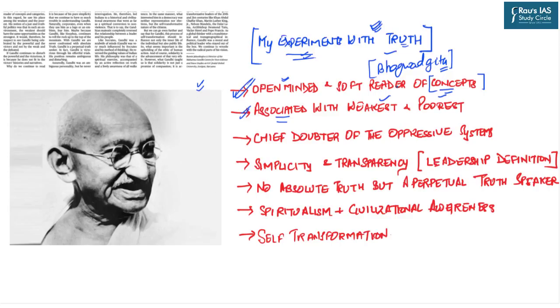Because if there is no association, if there is friction, if there is a lot of gap between the common people and the leader, then it might happen that the core issues of those common people do not reach the leader. But as we have discussed in point number one, Mahatma Gandhi was an open-minded personality, and that is why he was always interested in talking to the common masses. He was always interested in knowing the real problems and issues which they face. And that is why he always associated himself with the weakest and the poorest section of the society.